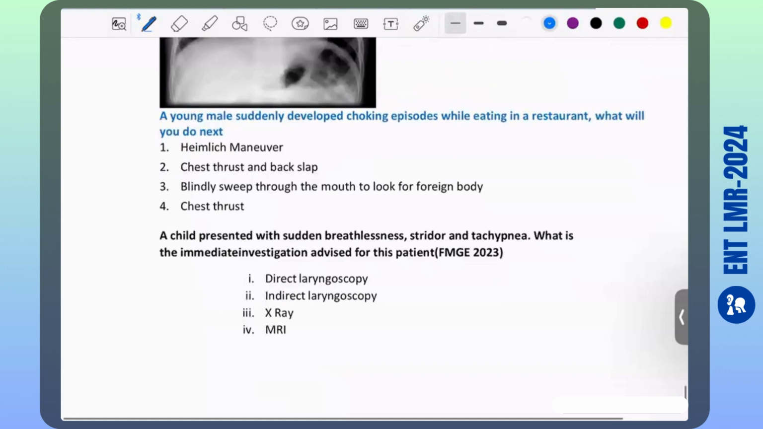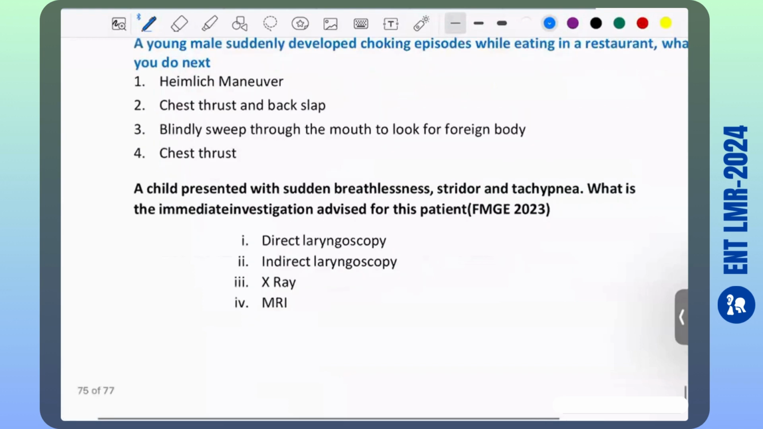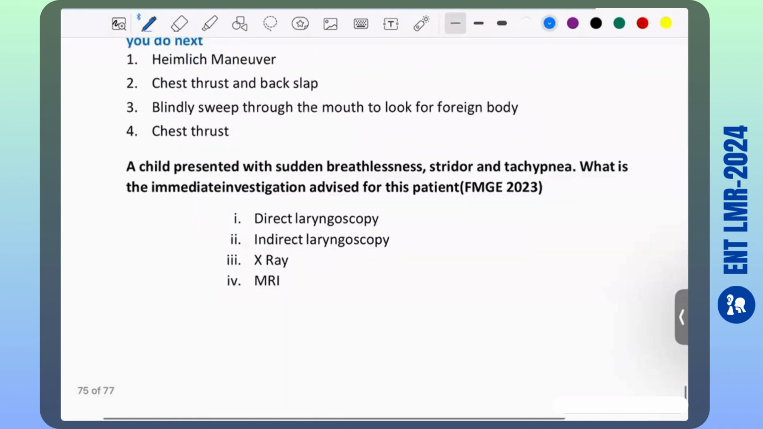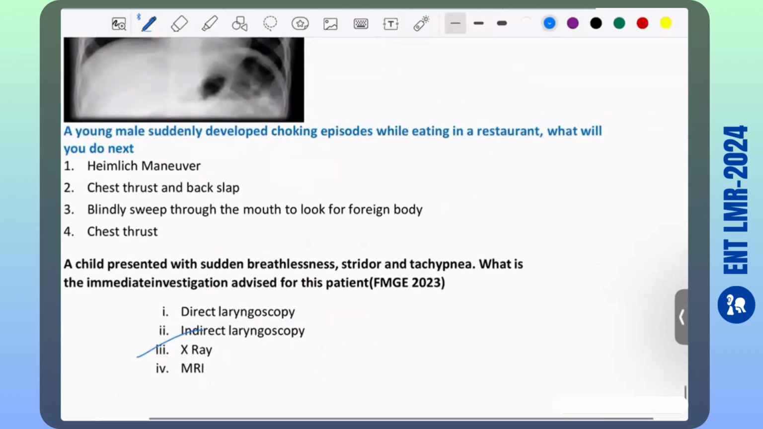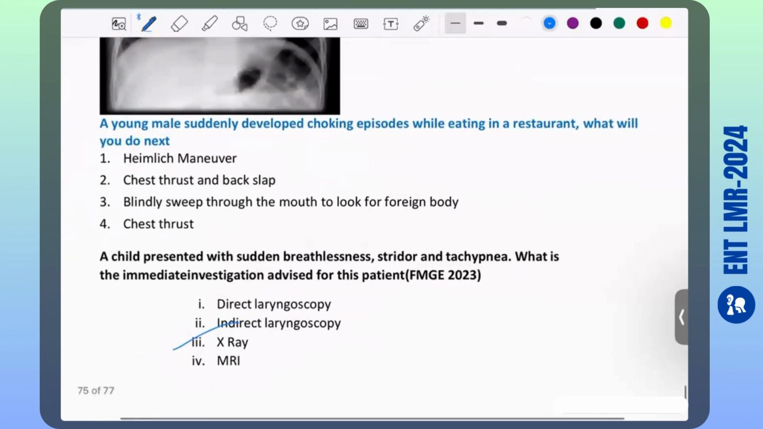A child presents with sudden breathlessness, stridor, tachypnea. What is the immediate investigation? So what should you do immediately? You should take an X-ray and find the foreign body. Young male suddenly developed choking episode while eating in the restaurant. What will you do next? Heimlich maneuver. Okay. Fine.